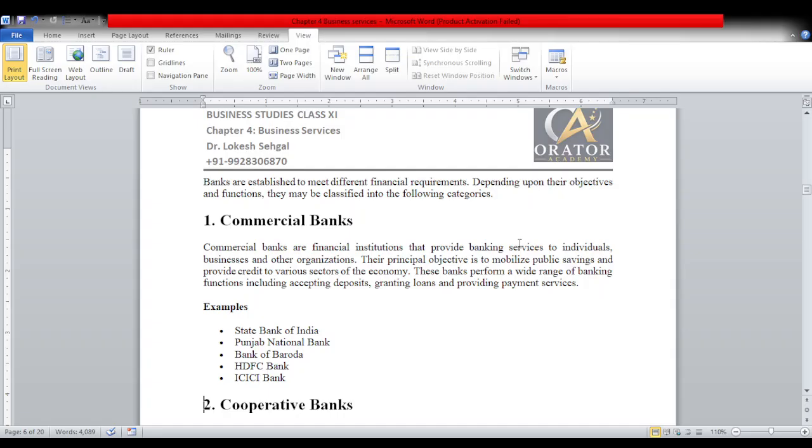So commercial banks are financial institutions that provide banking services to individuals, businesses, and other organizations. Their principal objective is to mobilize public savings and provide credit to various sectors of the economy. So these commercial banks definitely accept deposits from the general public. They save their money in their account, and they provide credit facilities or loan facilities to various sectors of the economy, whether it's related to the primary, secondary, or tertiary.